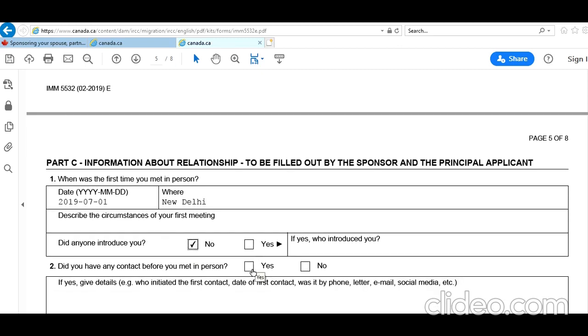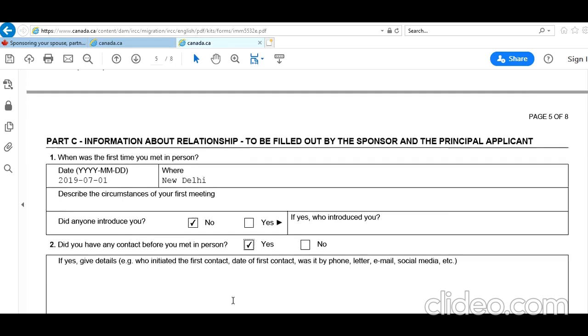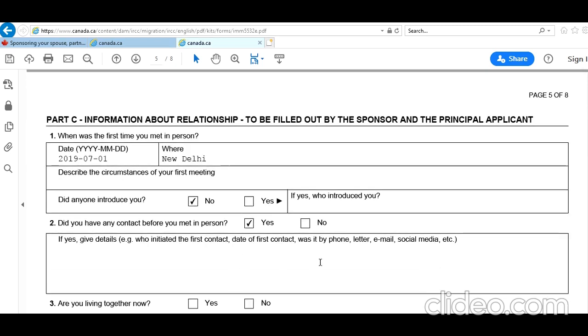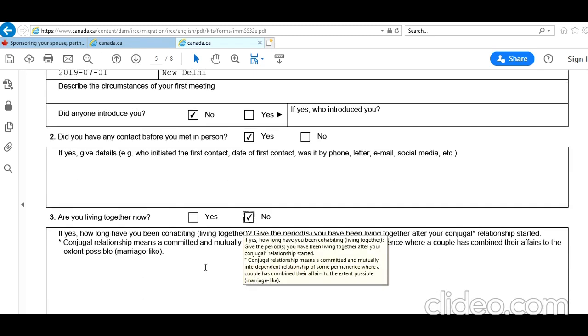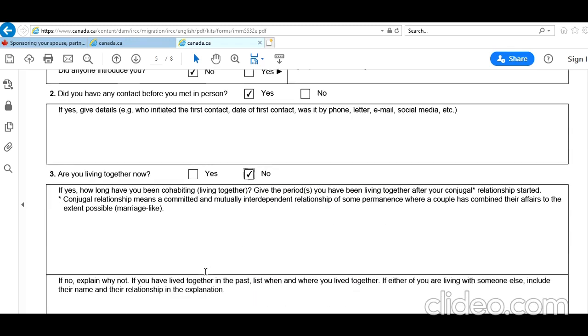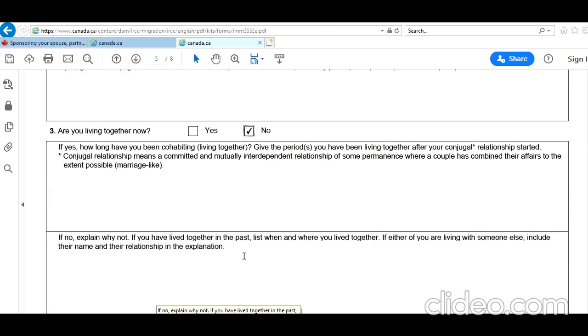Did you have any contact before you met in person? So you can select yes, because there you need to provide the information. Like in this way I have cooked up a story, matrimonial site contact. Are you guys living together now? No, because she is in India and he is in Canada. So provide that information here.